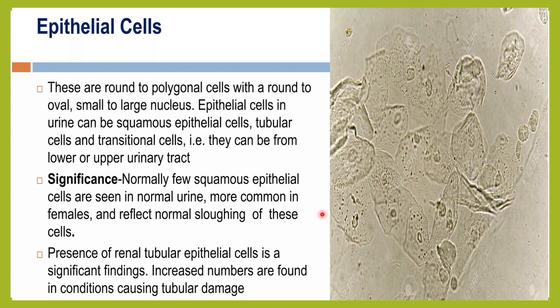Epithelial cells are round or polygonal cells. Usually they are mostly contaminants present in the urine, but there can be squamous epithelial cells, tubular epithelial cells, and transitional cells. So I have told you the significance. Very few squamous epithelial cells are present in normal urine, much more common in females because of the sloughing of these areas. And if there are renal tubular epithelial cells, usually it suggests that there is tubular damage.